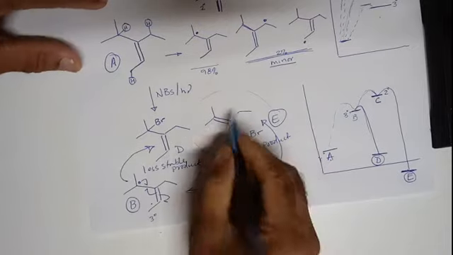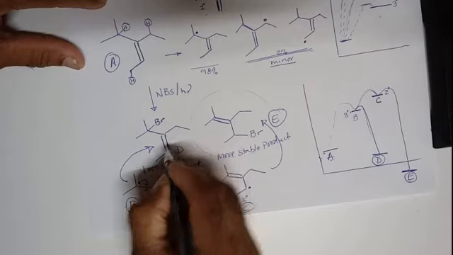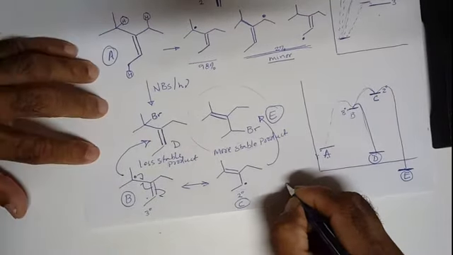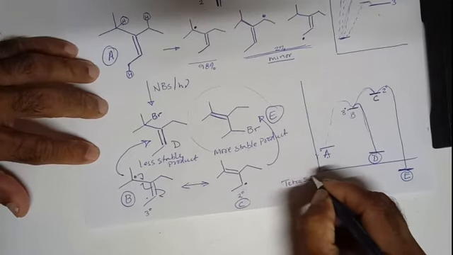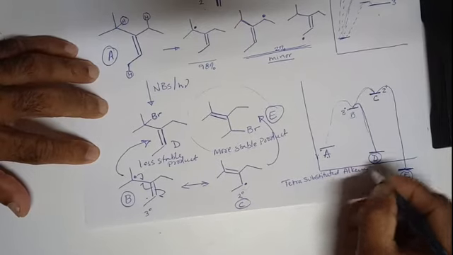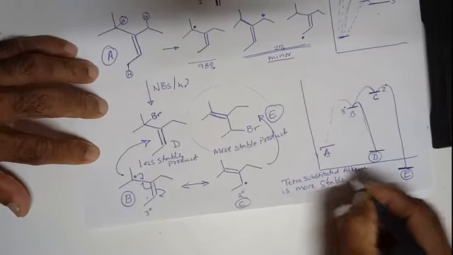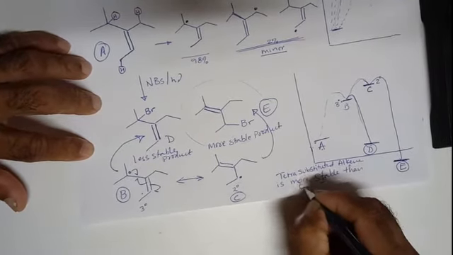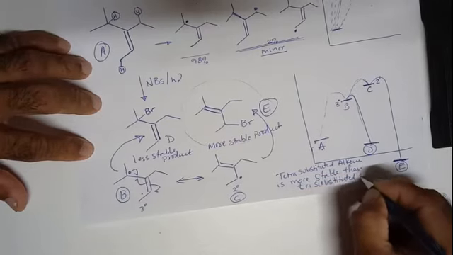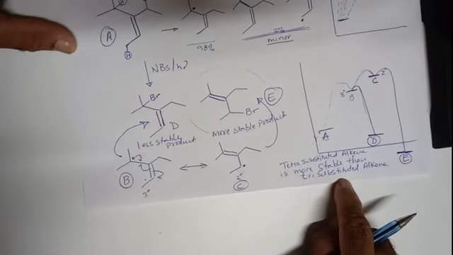Did you get it? Well, this is a tetra-substituted alkene, while this is a tri-substituted alkene because there is a hydrogen here, right? And you know, tetra-substituted alkene is more stable than tri-substituted alkene. That we have discussed in a previous discussion.